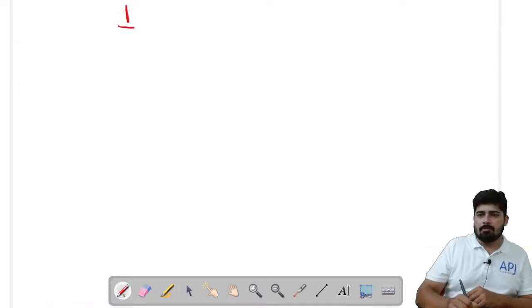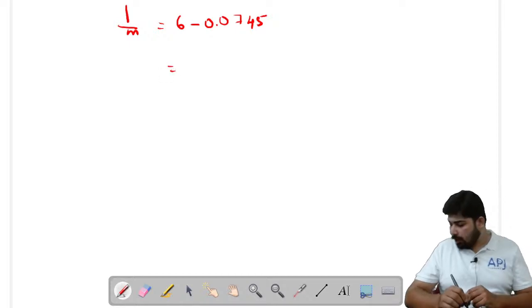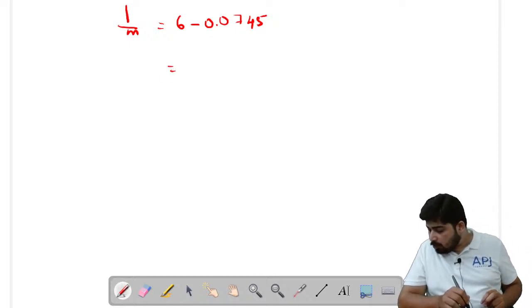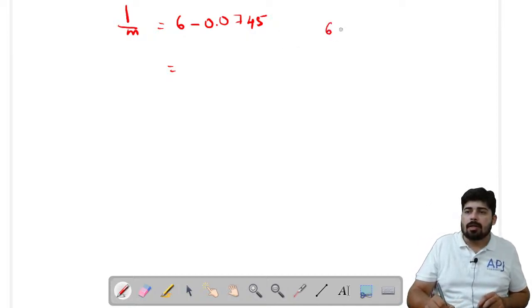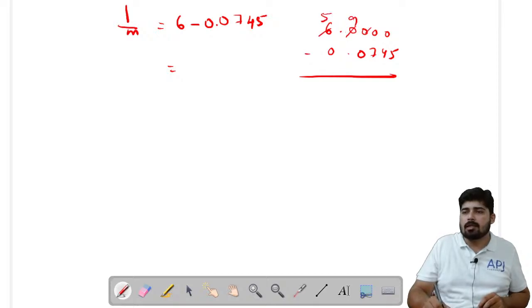So 1/m is equal to 6 minus 0.0745. How much is that? 6.0000 minus 0.0745. We have to subtract it. Here you will get 5, here it's 9, 9, 9 and one more 10.